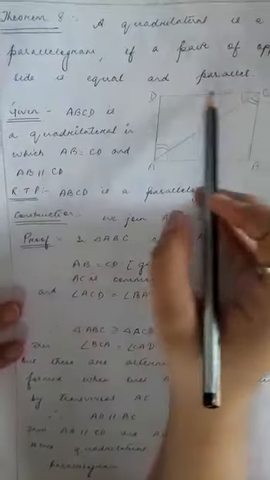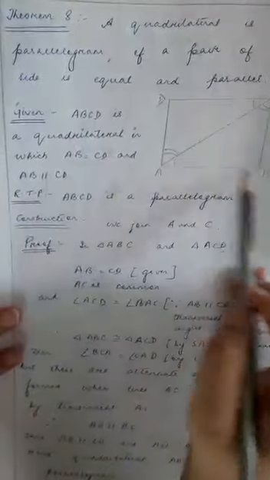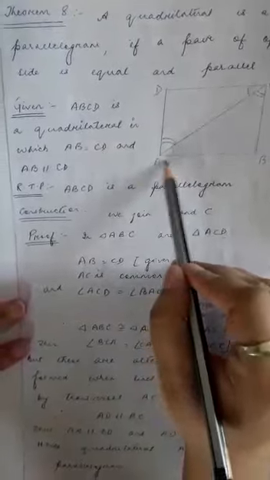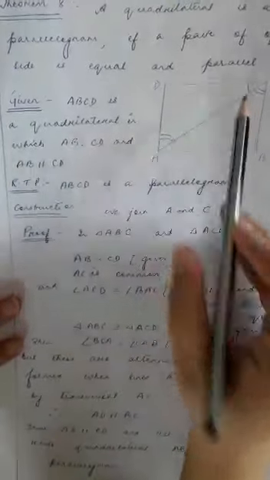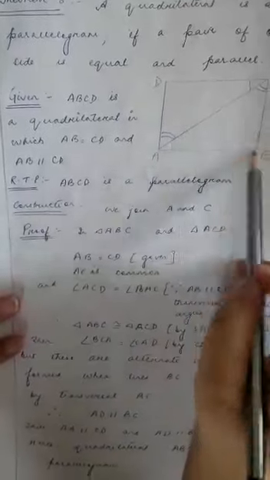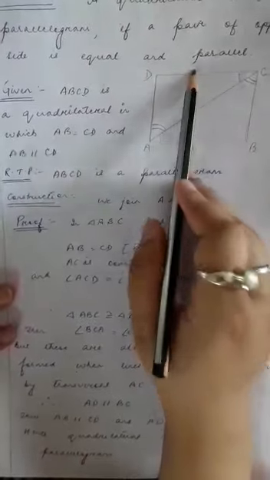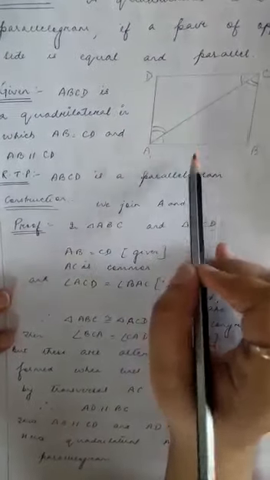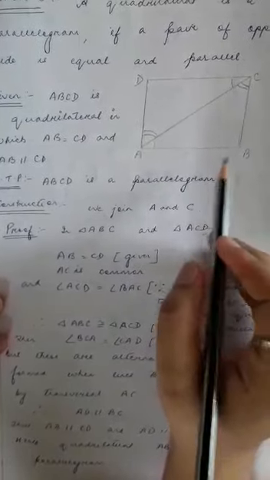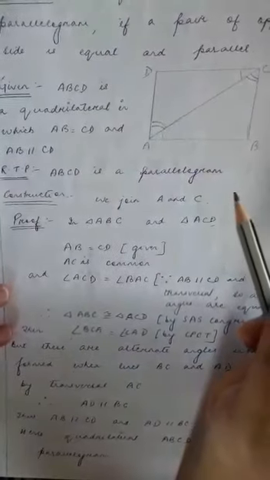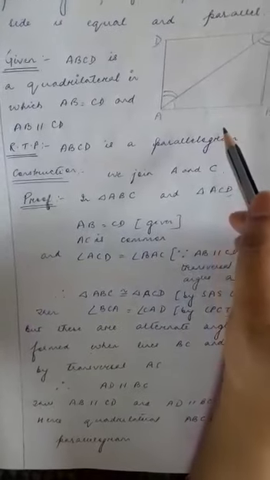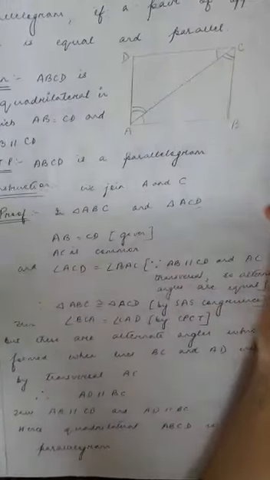Now we'll go to theorem number 8. What is given here? A quadrilateral is a parallelogram if a pair of opposite sides is equal and parallel. That means it is given that ABCD is a quadrilateral in which suppose AB is equal to CD and also AB is parallel to CD. So we have to prove that ABCD is a parallelogram. In this quadrilateral, AB and CD are a pair of opposite sides, both equal as well as parallel. If this condition is fulfilled, then we can say that ABCD is a parallelogram. So in this theorem, we need to do a construction, that is we join A and C.